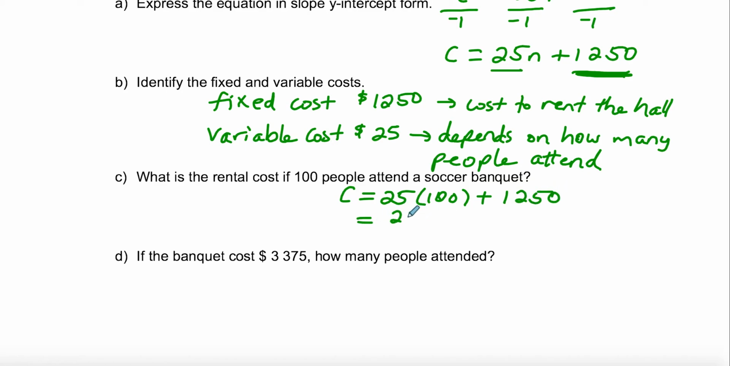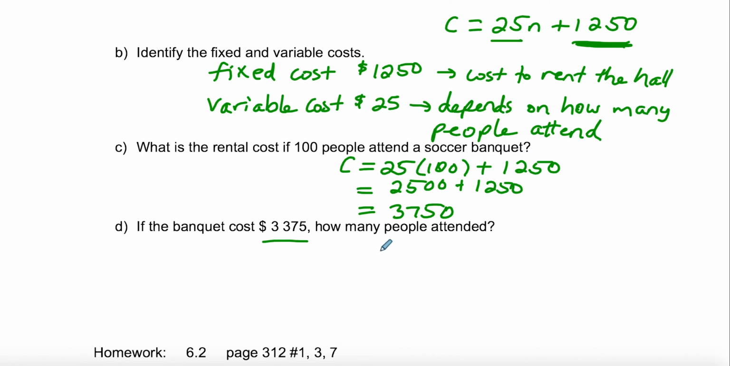So we have 2,500 plus 1,250. And we get 3,750. If the banquet costs 3,375, how many people attended? So this is going a little bit backwards. We know the cost, but we don't know the N. So if we sub in 3,375 for the cost, how many people must have come to that banquet?